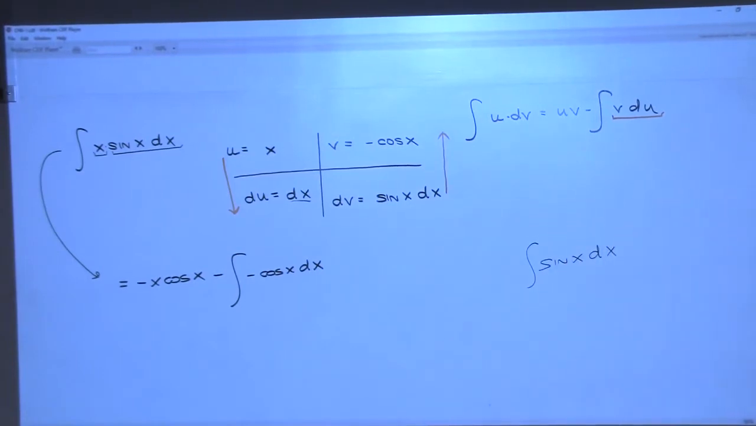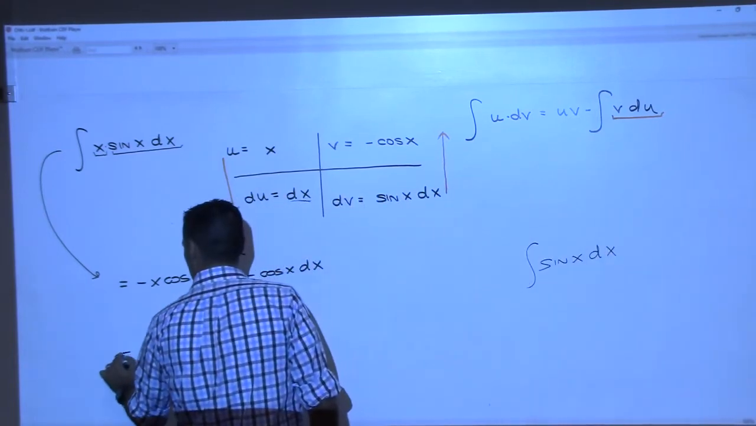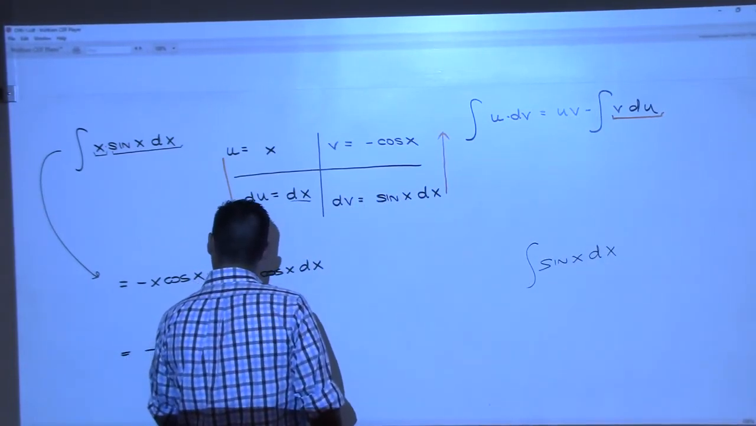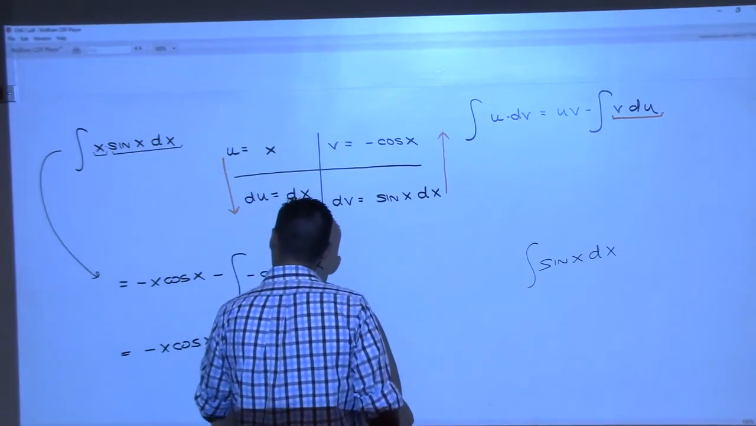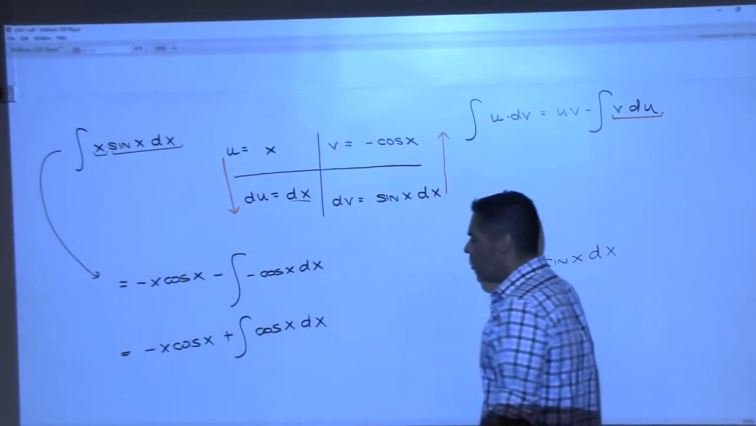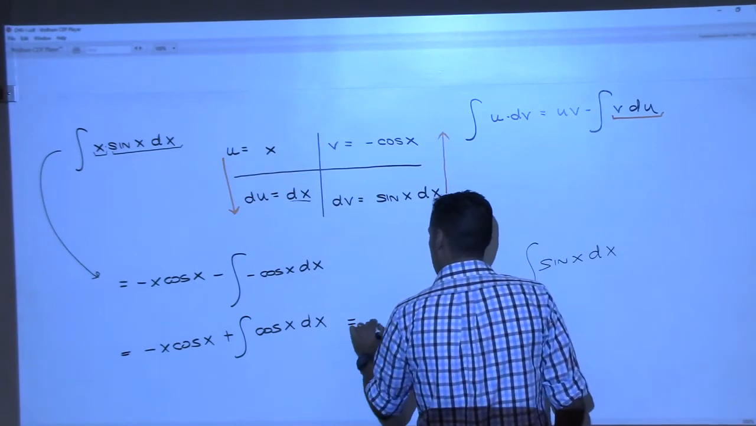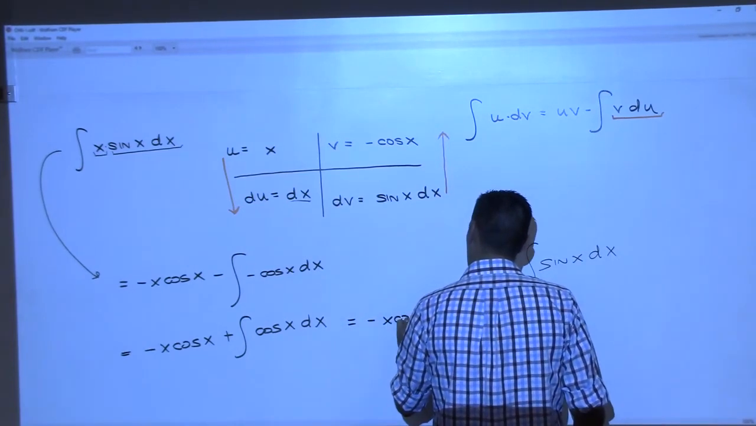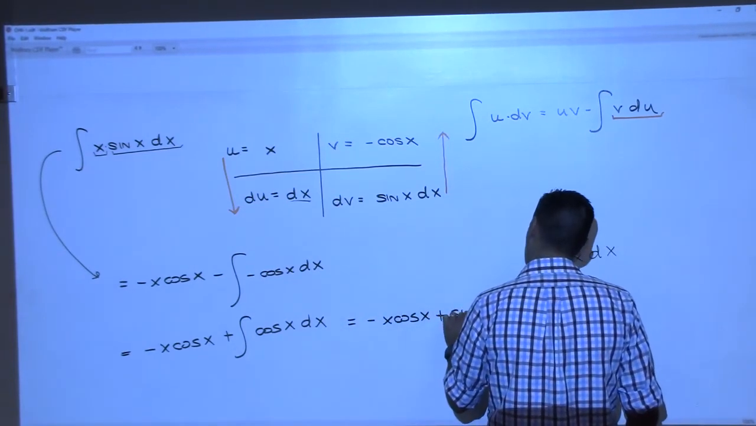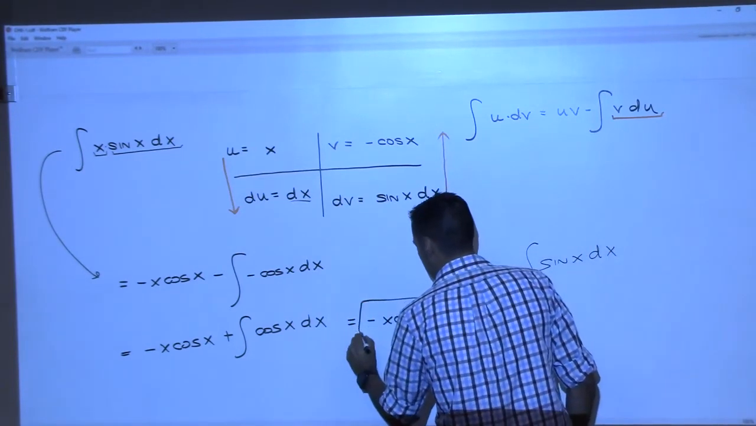And what about that negative out in front of the cosine? Can I just pop it out of the integral completely? Yeah, and that'll be a plus, won't it? So minus x cosine x plus integral cosine x dx. And what is the antiderivative of cosine x? Sine x. So we get negative x cosine x plus sine x, and then your plus c. That should be the antiderivative.